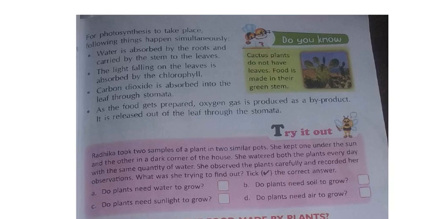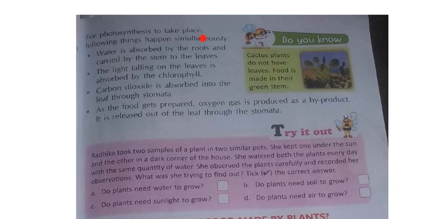See here, for photosynthesis to take place, the following things happen simultaneously. Photosynthesis means what? The process by which the plants prepare food on their own. So, when the plants are preparing food on their own, all these steps will happen simultaneously. What are the steps? One after one we shall see. First one, water is absorbed by the roots and carried by the stem to the leaves.